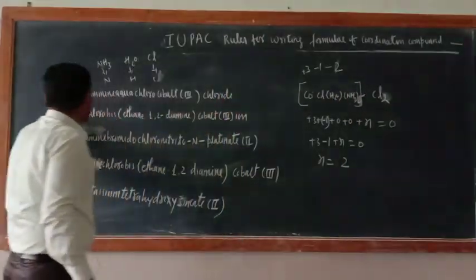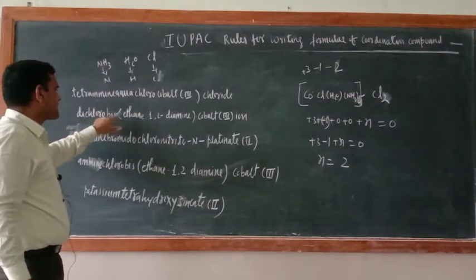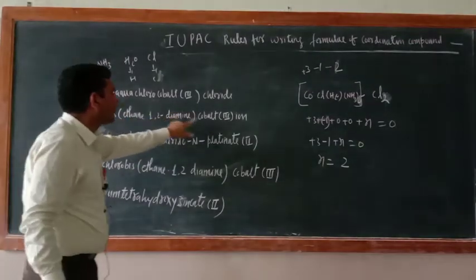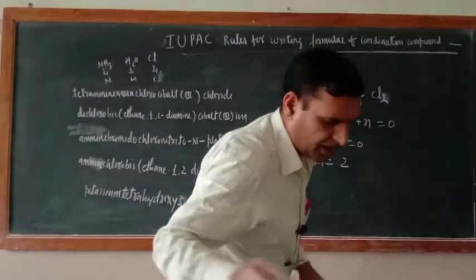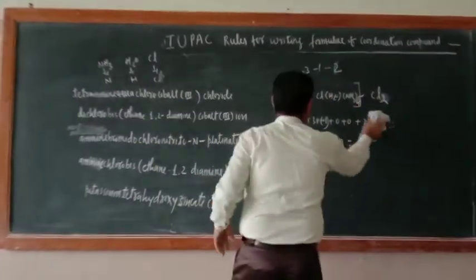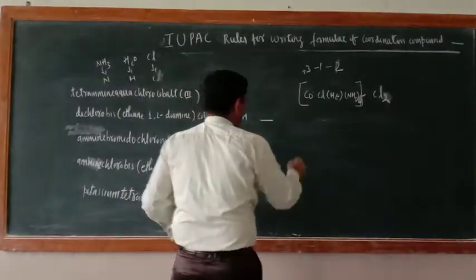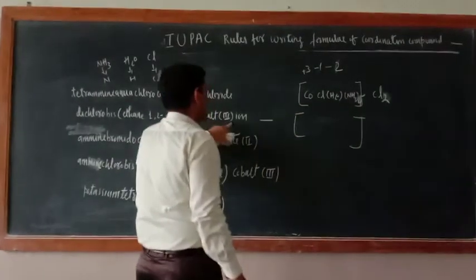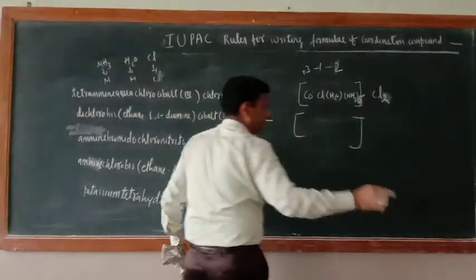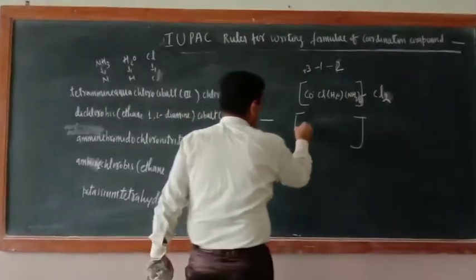Now let us do the second one. Second one is dichlorobis(ethane-1,2-diamine)cobalt(III) ion. This is third ion. What are they telling? Third ion. So just see here. First you do one thing, square bracket. Now this is an ion, which means a charge will be there. What would be the charge? That also we will do, don't worry. First you write here cobalt.